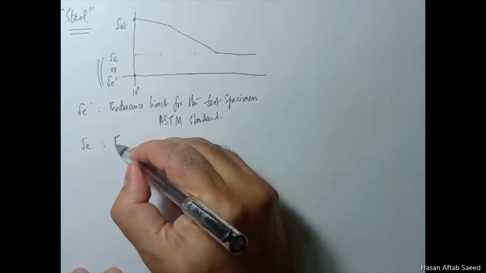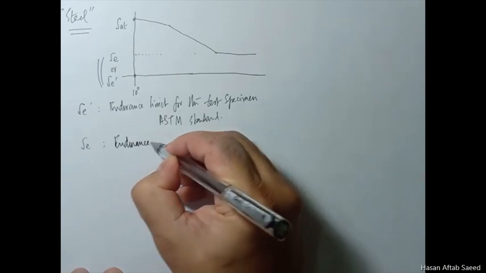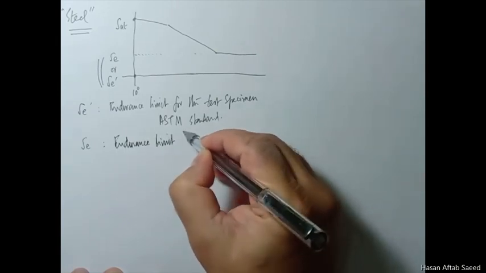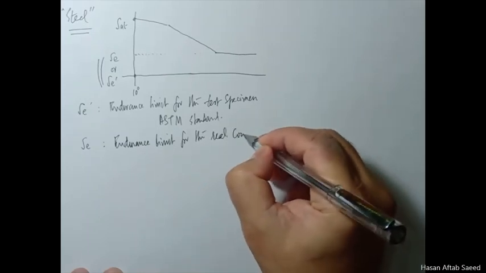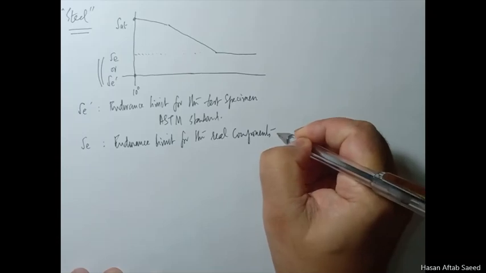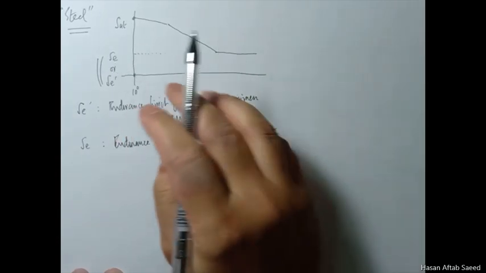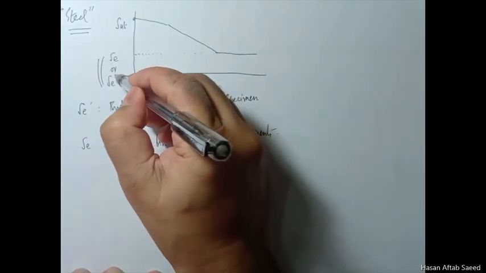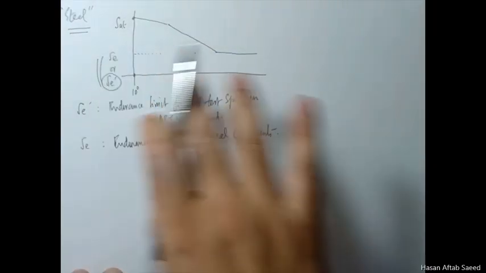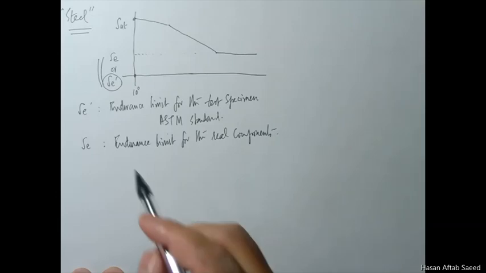So in real life, you will be talking about the endurance limit for the real components. So there's a difference here, and I'll cover this later on. For now, we are talking about the test, so maybe we'll be focusing on this one here. But the same story goes for the SE also.